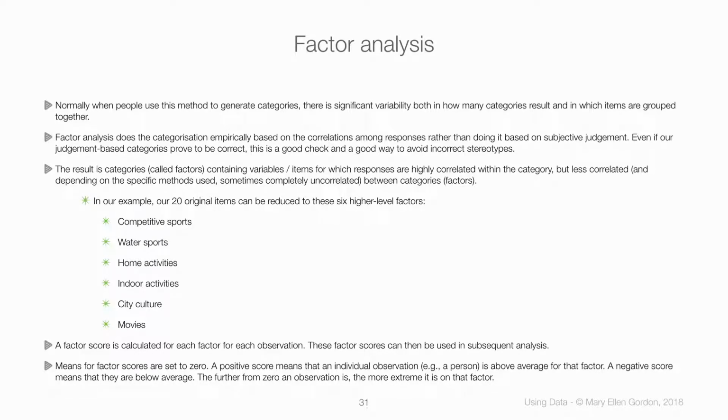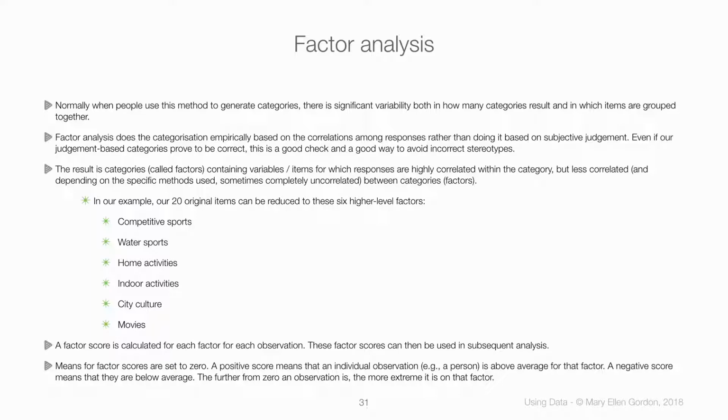Normally, when people use the method I just described to generate categories, there's significant variability, both in terms of the number of categories that result and which items are grouped together. The advantage of factor analysis is it does the categorization empirically based on correlations among the responses rather than just based on subjective judgment. And this is a case where the two can complement each other because even if our judgments prove to be correct, doing it with the data and doing it empirically is a good way to just double check our judgment and also to avoid inaccurate stereotypes.